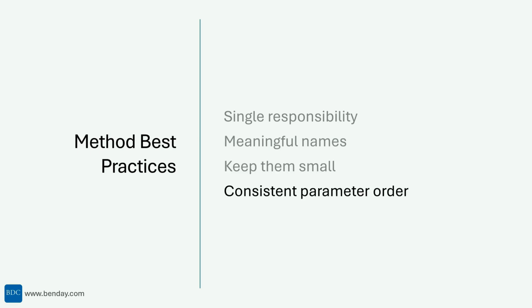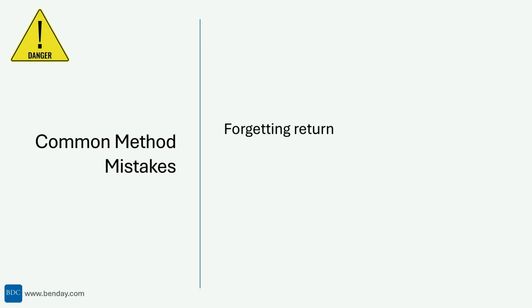Be consistent with parameter order across similar methods. If one method takes id, name, don't make another take name, id. If your method promises to return something, every path must have a return statement. The compiler will catch this, but it's a common beginner mistake. If a method needs more than 3 to 4 parameters, consider creating a class to hold them. Update user, name, age, email, phone, address is getting unwieldy.